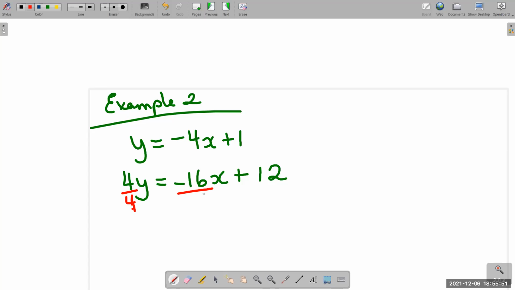So everybody has to get divided by 4. Every single term has to get divided by 4. Very good. So what's going to happen here? This is going to cancel and give me 1. So let's rewrite our equation. What are we going to end up with?